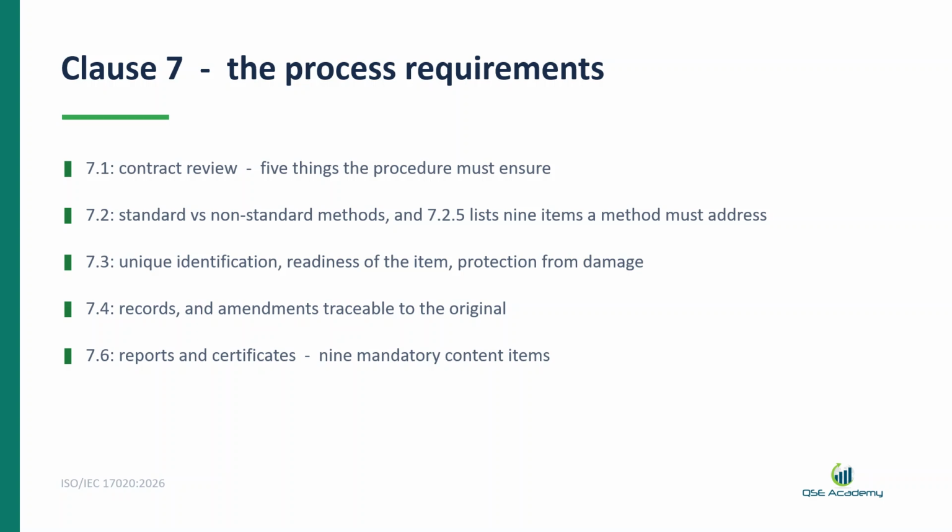7.3 is handling of items, unique identification, checking the item is in a ready state, and protecting it from damage. 7.4 requires records timely enough to prevent loss, and that amendments be traceable to the original, with both versions retained. And 7.6 sets 9 mandatory content items for every report or certificate.